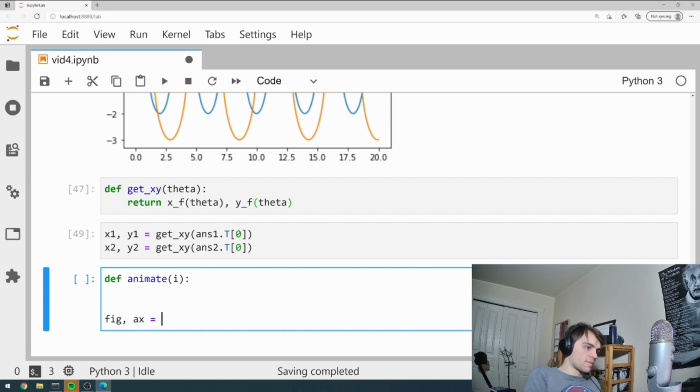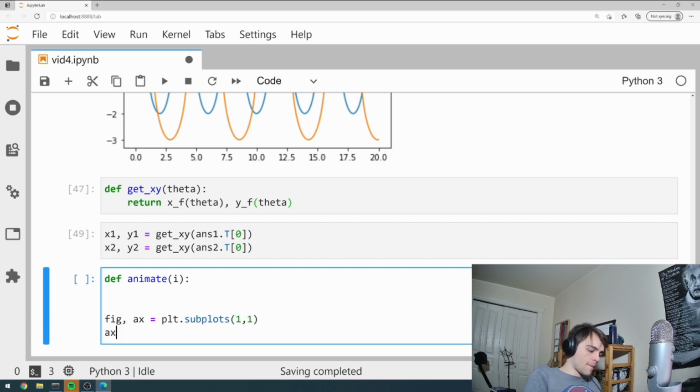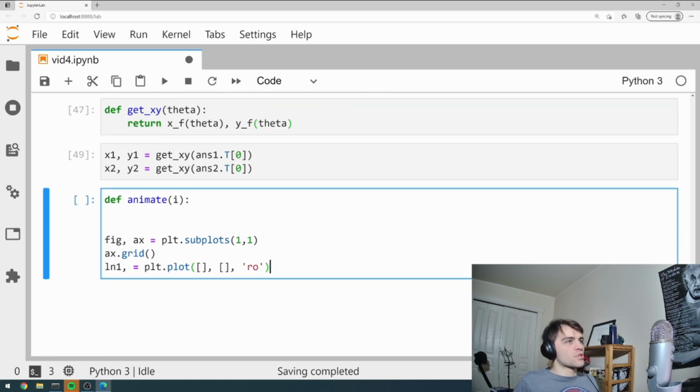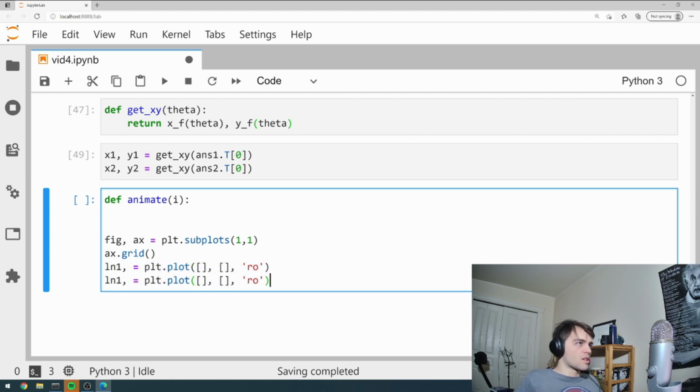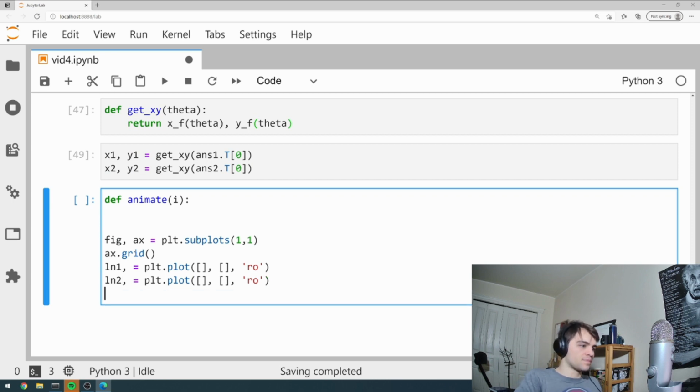So we create a figure. We'll make a grid on this figure. And let's start with some empty lines. So this will be used to plot our first solution, and this will be used to plot our second solution. These are just empty right now. There's nothing going on, and we'll add to them in the animate function. And let's set appropriate limits.